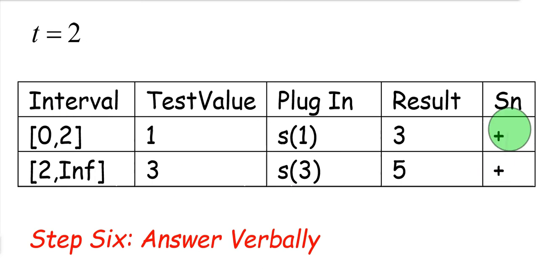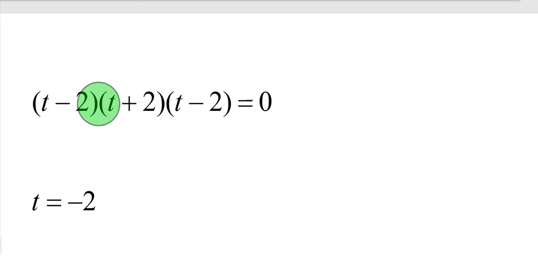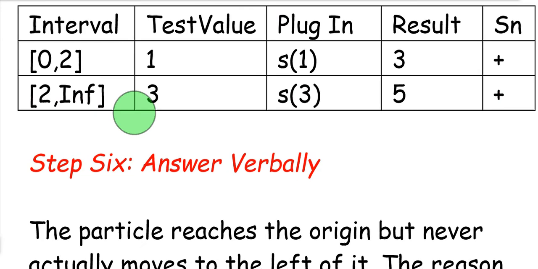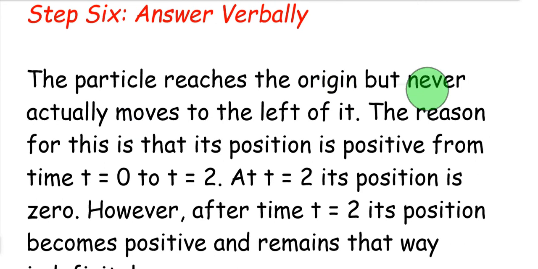So this confirms the fact that it's never to the left of the origin because its position is never negative from 0 to infinity, right? We know it's equal to 0 at 2 because that's one of the intercepts we got when we solved for the position equal to 0. So the final answer is the particle reaches the origin but never actually moves to the left of it. The reason for this is that its position is positive from time t equals 0 to t equals 2. At t equals 2, its position is 0. However, after time t equals 2, its position becomes positive and remains that way indefinitely.